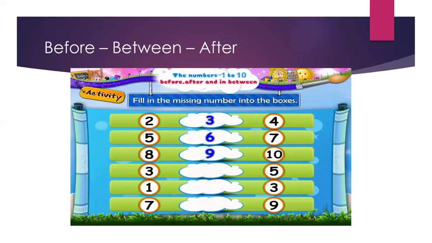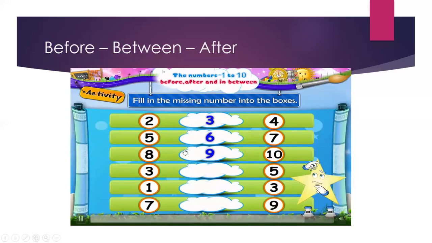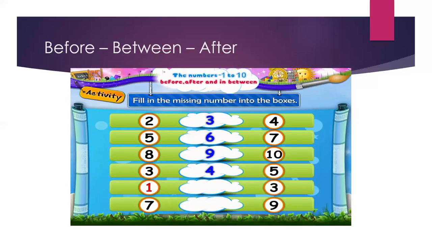3 dash 5. What do you think is the missing number, Starry? Yes, it is 4. 1 dash 3. 1, 2, 3. Correct. The missing number is 2. 7 dash 9. The missing number is 8. That was excellent, Starry.